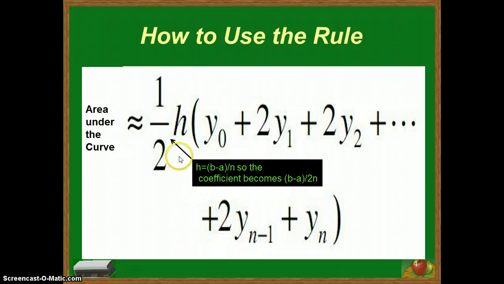Another way to write this 1/2 h is really (b minus a) divided by n, where n is the number of subintervals you have, divided by 2, and so that becomes (b minus a) over 2n. More commonly, that's the way this is written. Instead of 1/2 h, it's written as (b minus a) over 2n times this whole sum, which are all the y values, the function values.